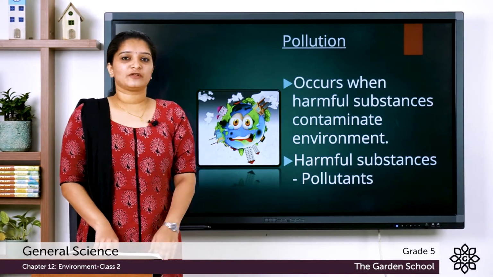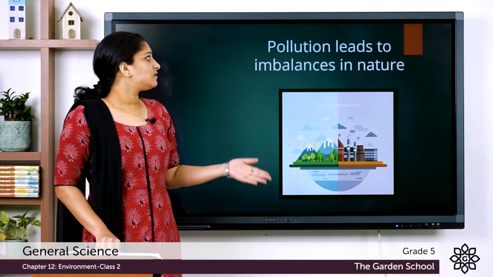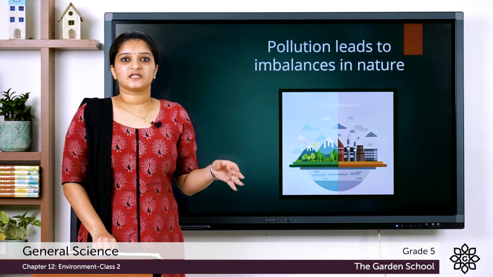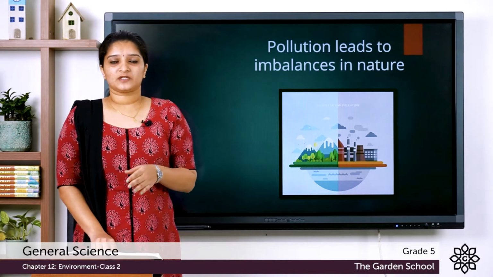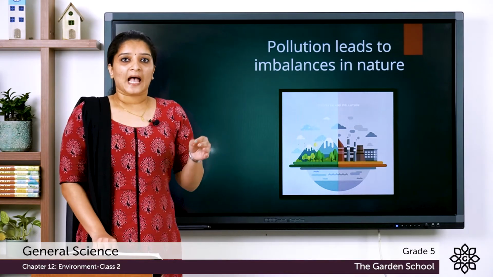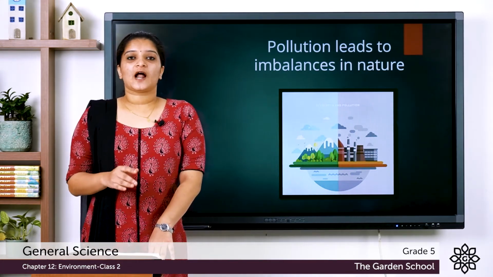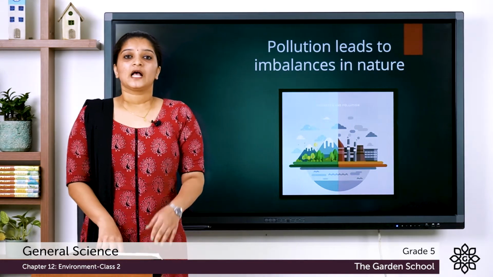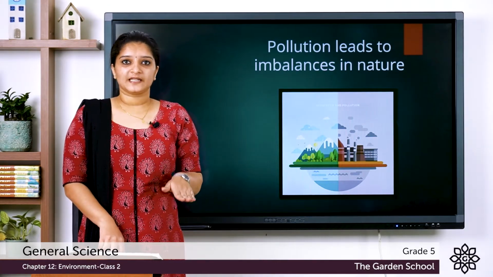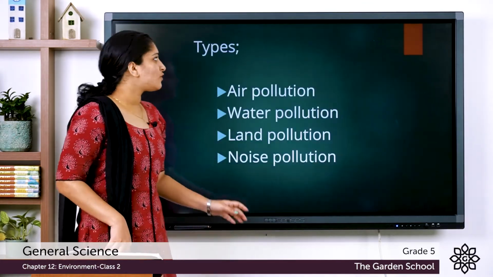Now, let's see the harmful effect of pollution. When pollution occurs, it contaminates the environment, and this in turn leads to imbalances in nature. That means it affects the existence of both living as well as non-living components, the biotic as well as the abiotic components of the environment. So, pollution is a situation when unwanted substances are present in the environment, and these affect both biotic and abiotic components, which leads to imbalances in nature. Now let's see the types of pollution.